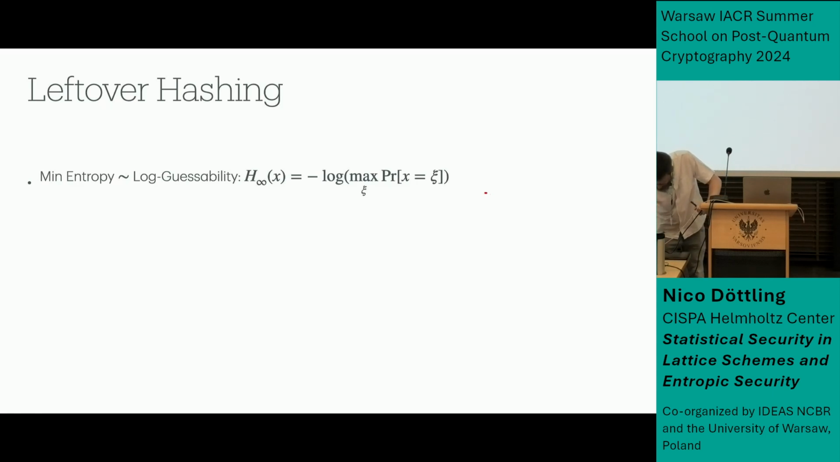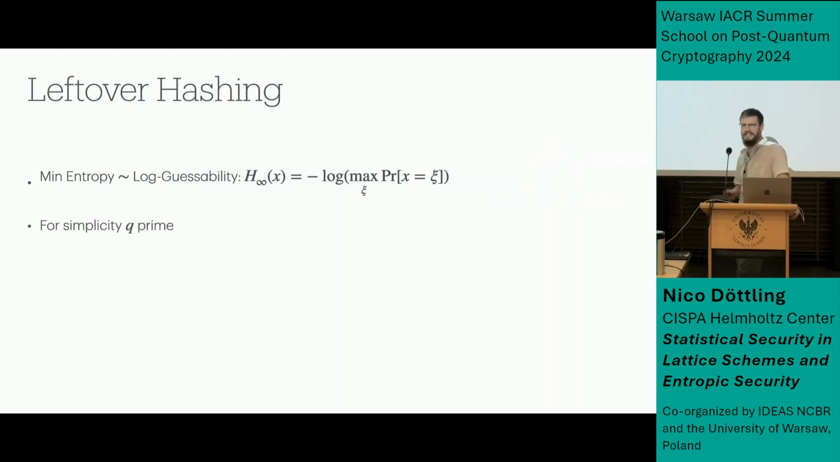If you have any distribution like a Gaussian, it just suffices to look at the peak of such a distribution and look at the probability there and take the logarithm of it. Since this probability is smaller or equal to 1, you have to put a minus in front of the logarithm to make this positive. Okay, so for simplicity, let's just assume our modulus Q is prime. You can also do things for non-prime Q, but it gets more messy.